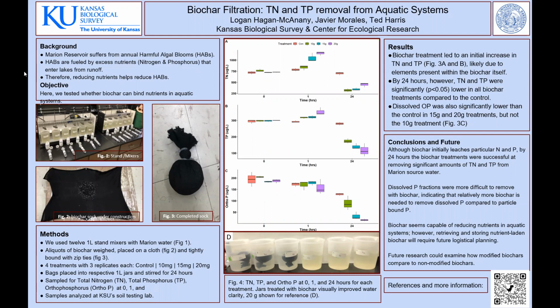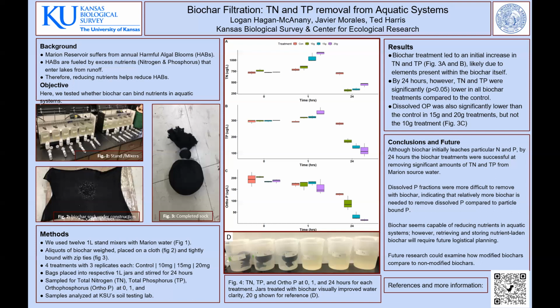For a bit of background, Marion Reservoir in central Kansas suffers from harmful algal blooms on an annual basis. These harmful algal blooms are fueled by excess nutrients, namely nitrogen and phosphorus, that enter the lakes from agricultural runoff. Therefore, reducing these nutrients can help us reduce these algal blooms.